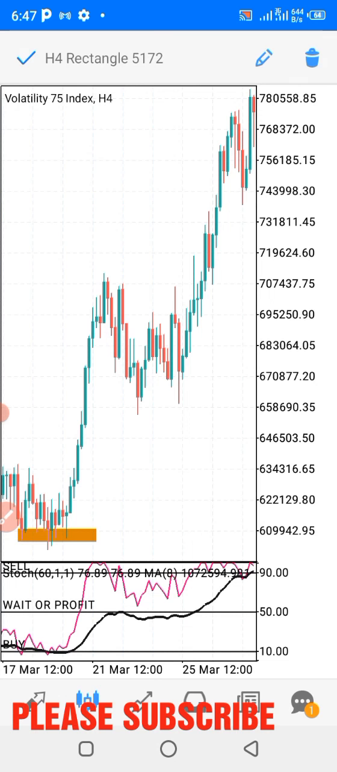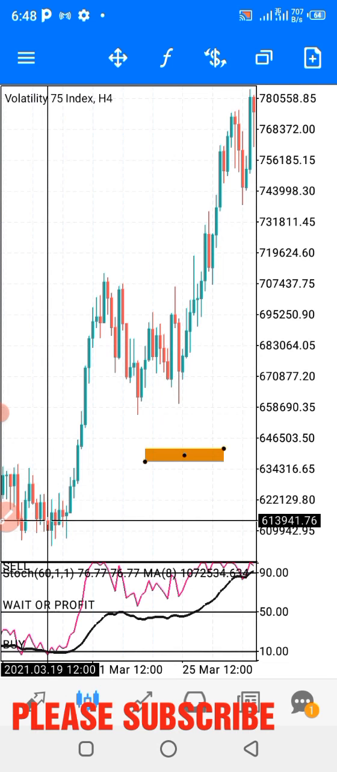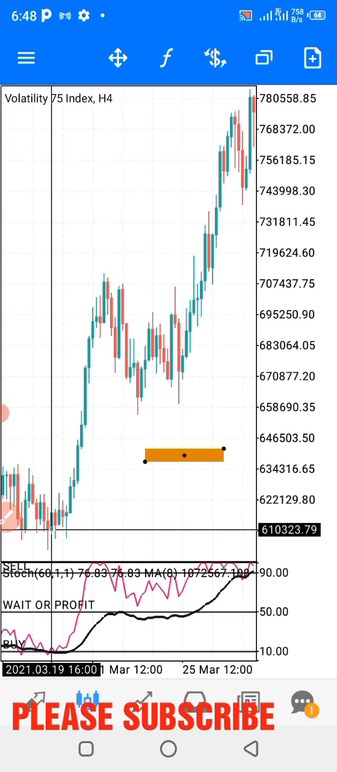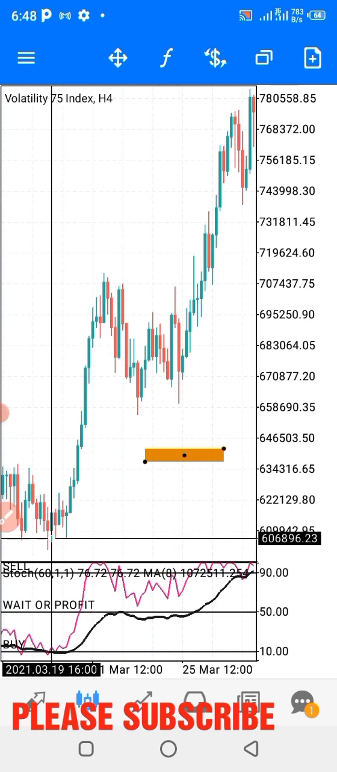Okay, I'm going to remove this. You will see that this is the wick. This is one of the wicks that form at this condition. Then you have to look at, from here to here is that wick. Then half of it could be here. So this is half of it.